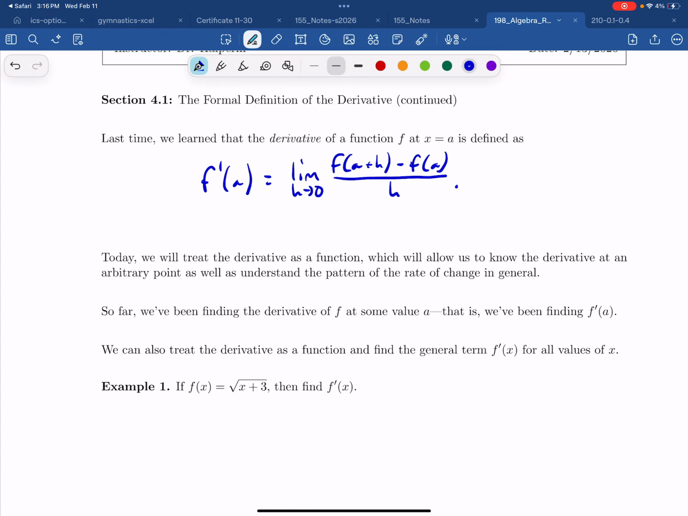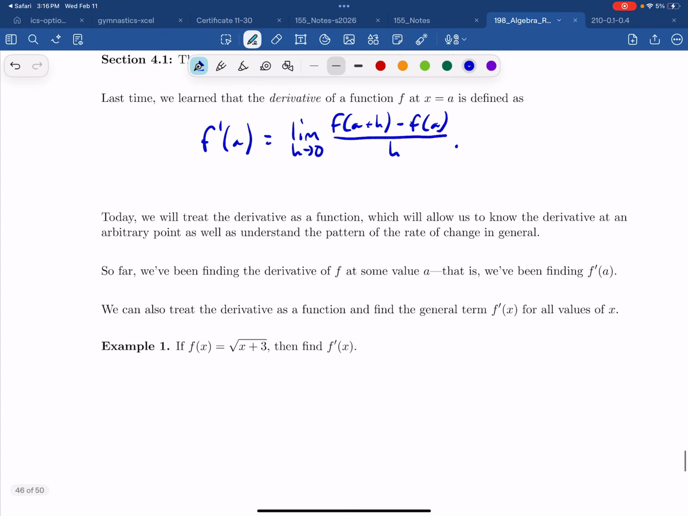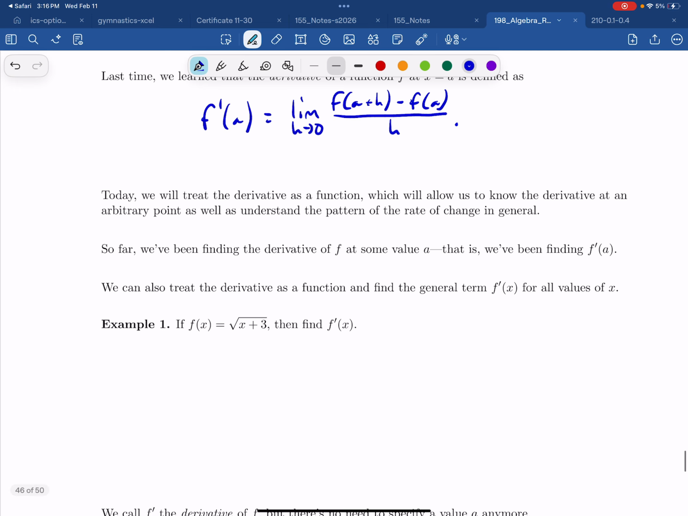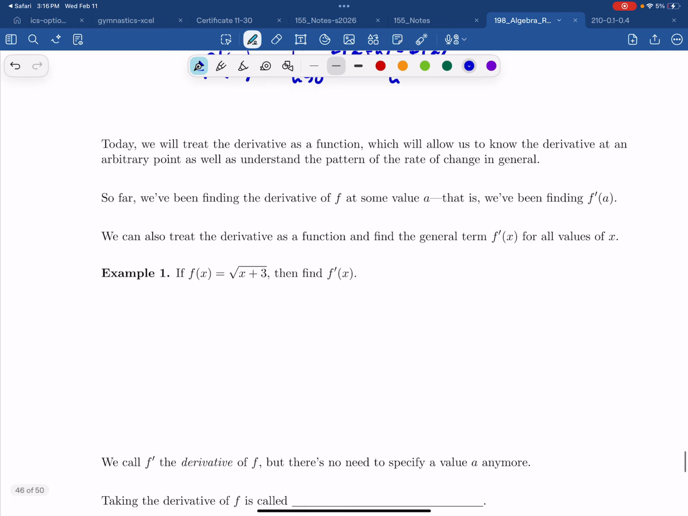And just to emphasize this, we would do this process and we would get a number, like 5 or -2 or something like that. Now, instead, we're going to treat the derivative as a function, and this will help us out in a couple of ways. It'll allow us to find the derivative at multiple points very quickly, but it'll also allow us to see how the derivative behaves as a function. Let's look at an example.